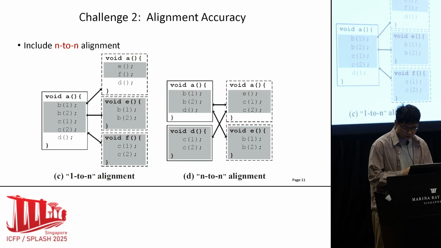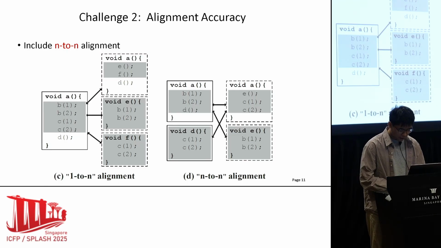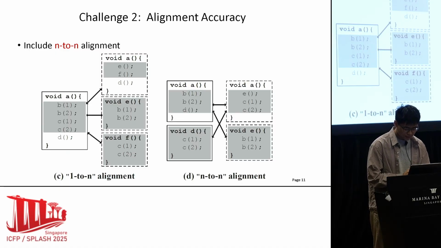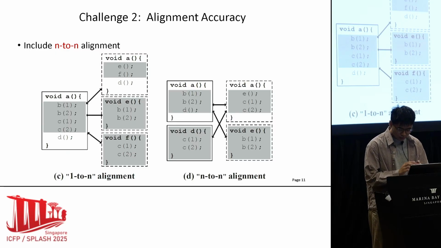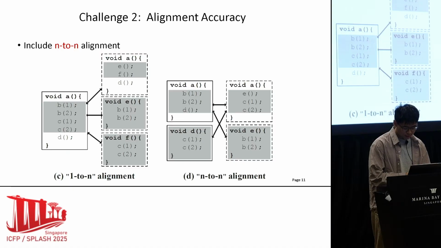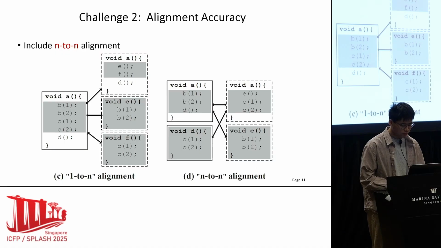And figure D shows an example of end-to-end alignment. In the old version, method A and method D call a sequence of methods, namely B, B, C, C here. And in the newer version, method A and method E call the same sequence B, B, C, C. So A and D should be aligned with A and E here, since they do the same thing. And to our best knowledge, existing works literally ignore the end-to-end alignment.